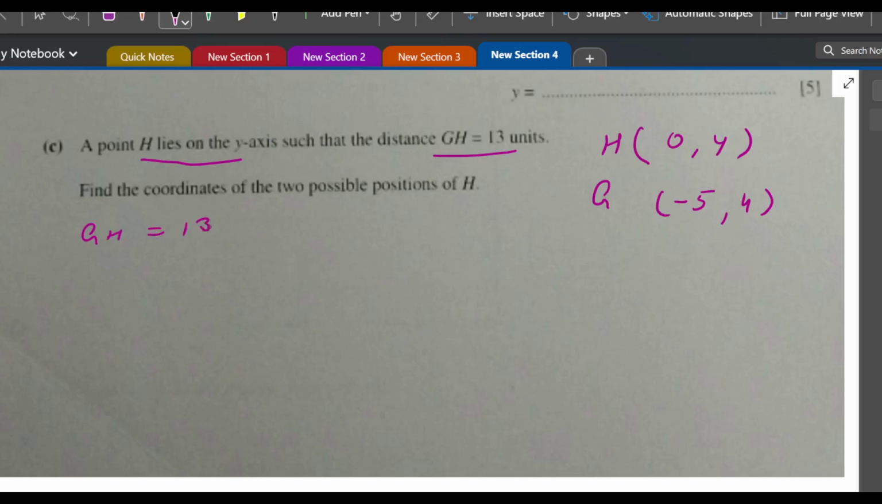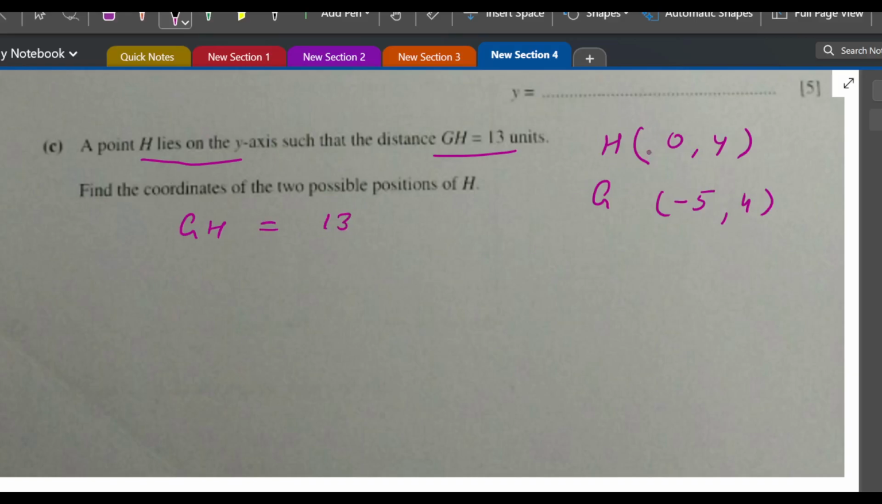Distance GH is what? 13. Okay, so if I say GH square, it will be 169. And GH square, how do you get it? You know the distance formula, no? Root of y2 minus y1 the whole square. Okay, I will not take the square. Fine. Okay, let us wait. This GH, no? GH is 13.